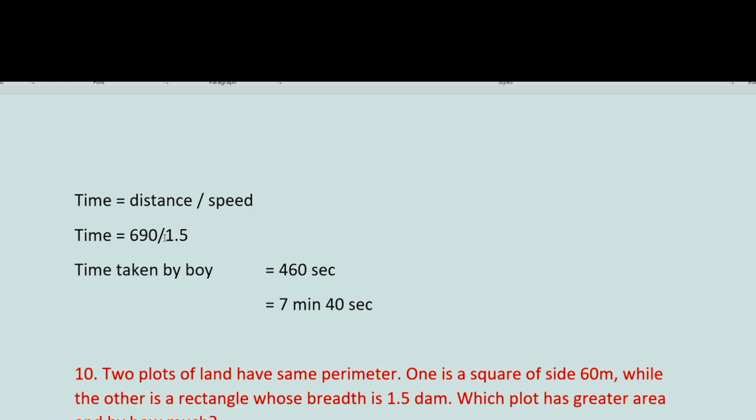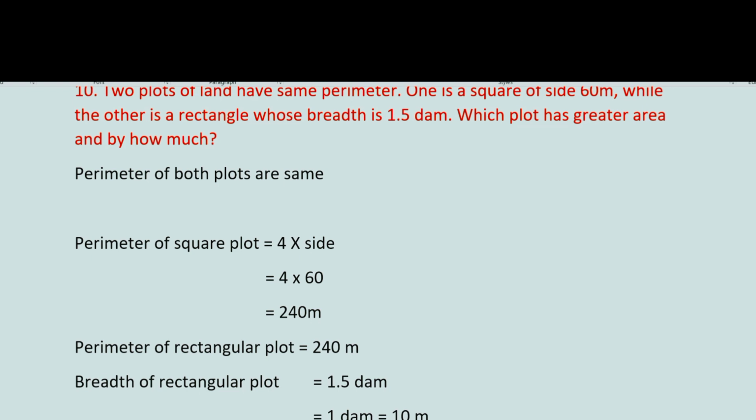Total time taken by the boy is 460 seconds, and if you convert it into minutes, it is coming 7 minutes 40 seconds, okay. When you divide 460 by 60, 1 minute being 60 seconds, in quotient you will be getting 7 and remainder 40, means 7 minutes 40 seconds is the total time taken by the boy to cover 3 rounds of the field.